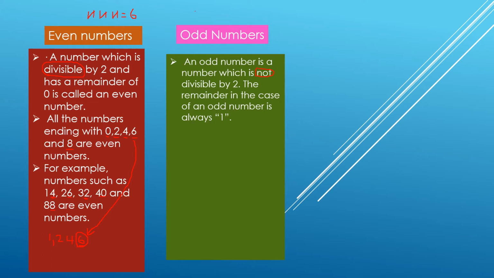So if we take this over here, 2, 3, 5, if we divide by 2, then we're going to have this remainder of 1. So we can reword this as well: an odd number is a number which, when divided by 2, gives a remainder of 1, which is the same thing, right? All the numbers ending with 1, 3, 5, 7, and 9 are odd numbers. Look at the endings for the odd numbers now: 1, 3, 5, 7, and 9.